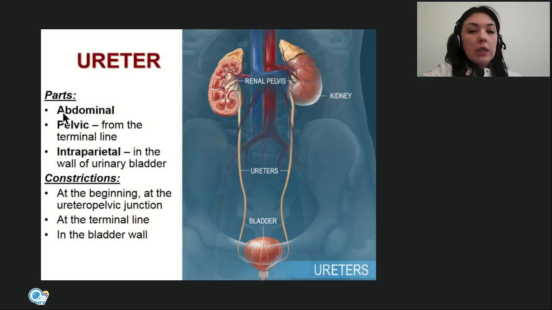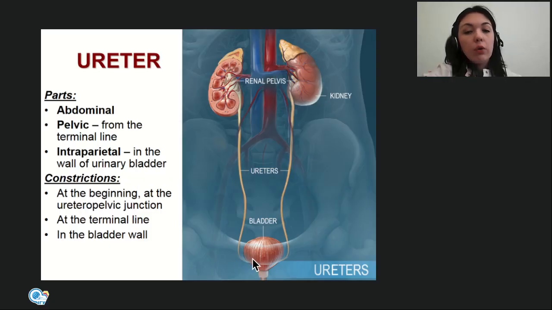So it has three parts. Three parts are distinguished in it. The longest one is the abdominal part, from the renal pelvis up to the terminal line, that is the boundary between the abdominal and pelvic cavity. So please revise how it is formed. Then the second part is the pelvic part, which starts from the terminal line up to the entrance to the wall of the urinary bladder. And then the intraparietal or intramural part that passes through the wall of the urinary bladder.